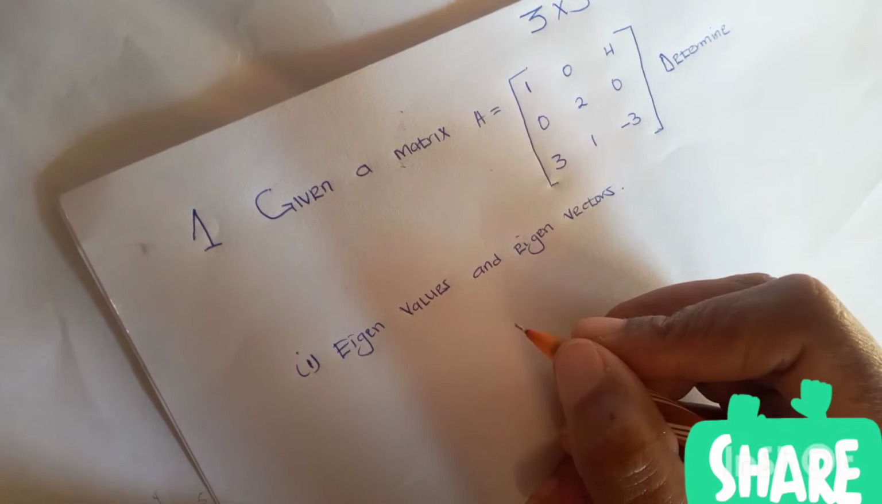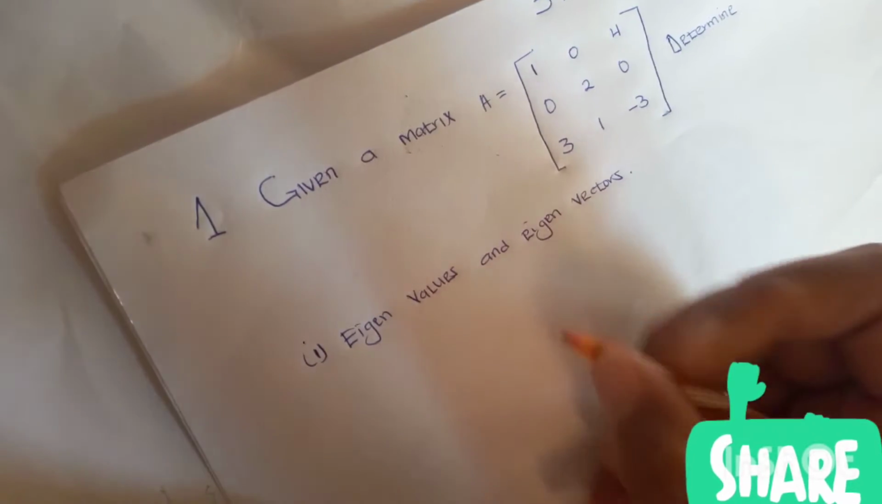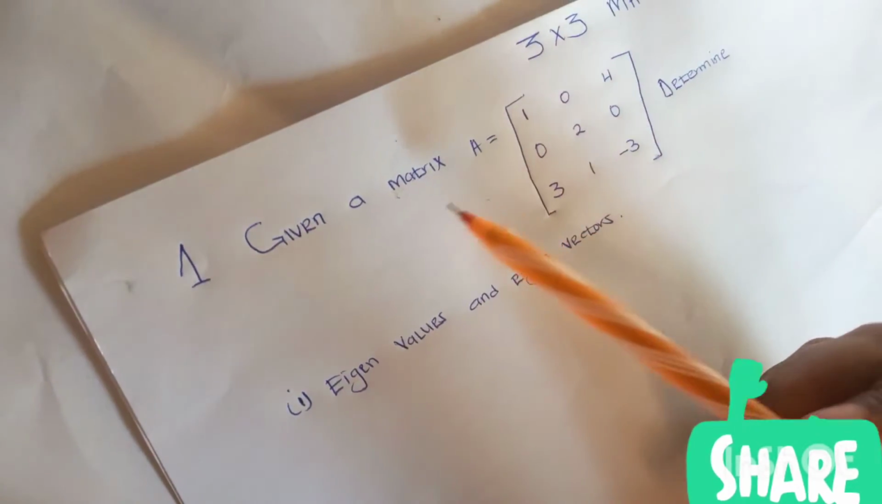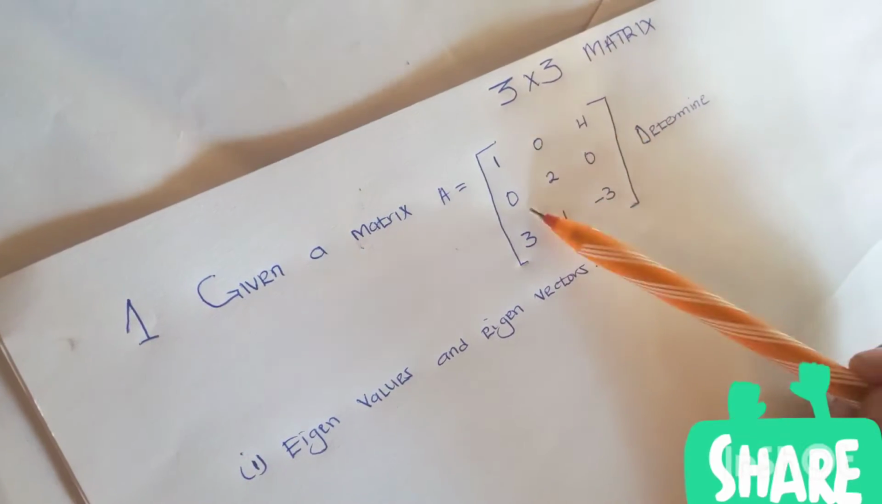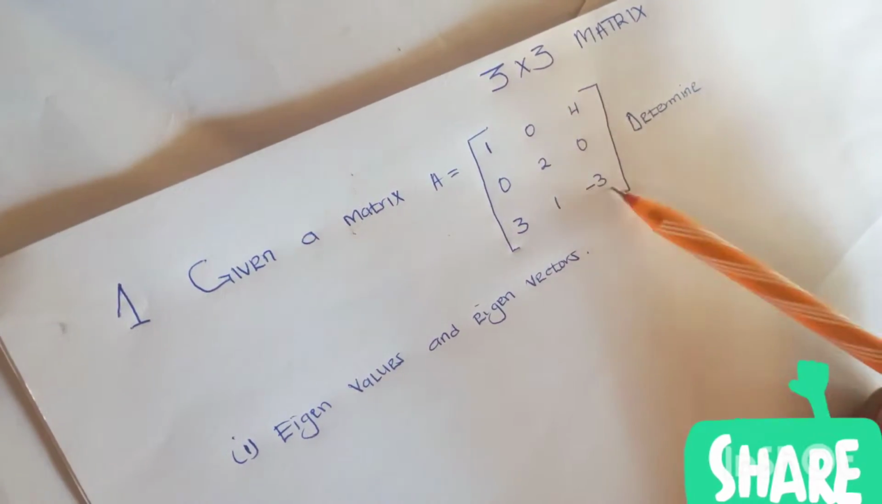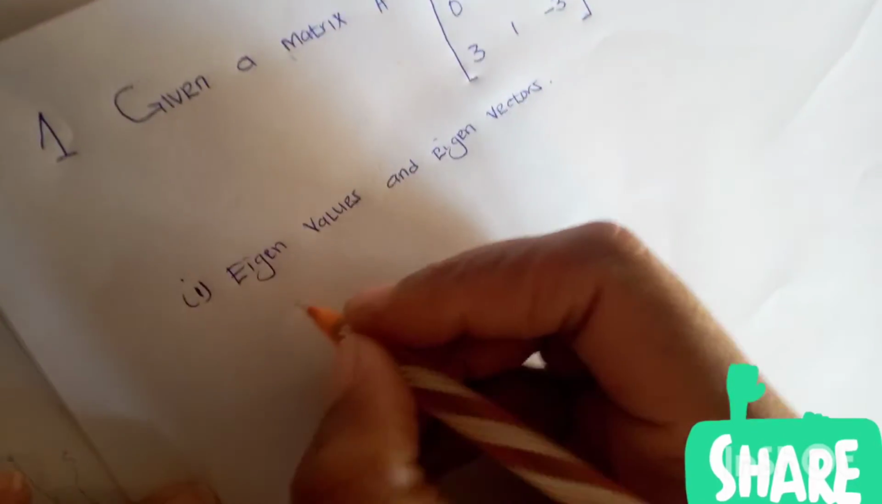My name is Jane. I would like to take you through a 3x3 matrix. We have an example here. Given a matrix A equals [1 0 4; 0 2 0; 3 1 -3], determine the eigenvalues and the eigenvectors.